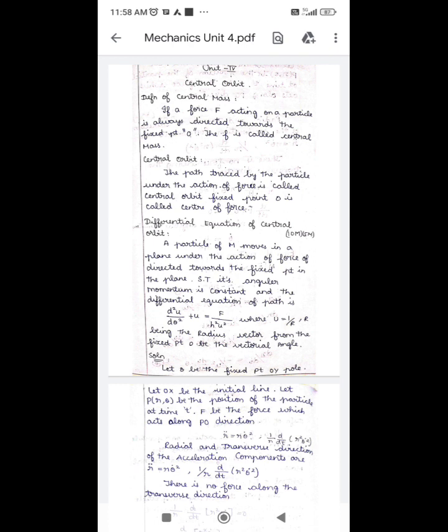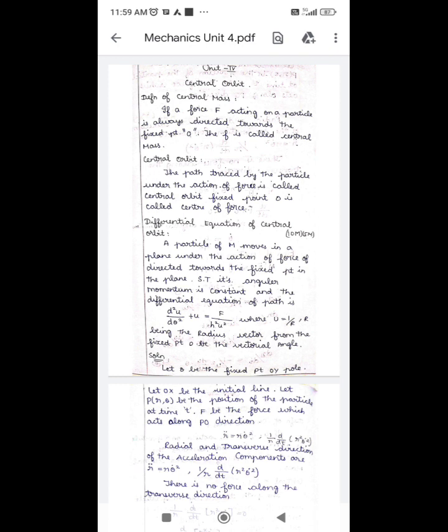Define central mass. If a force F acting on a particle is always directed towards a fixed point, then the force is called a central force. The path traced by the particle under the action of the force is called a central orbit. O is called the center of force. We can derive the differential equation of central orbit with polar coordinates.